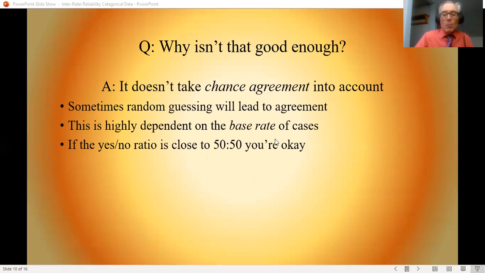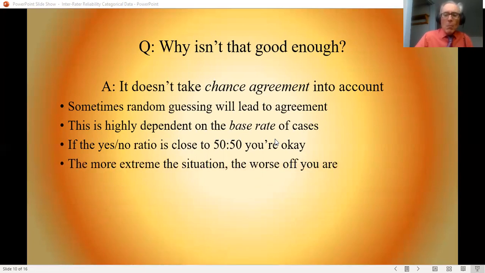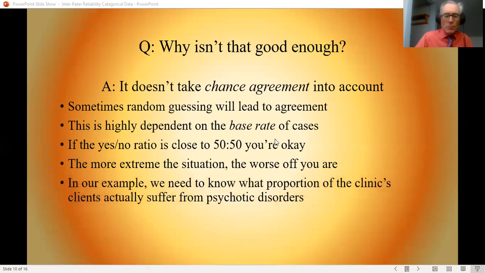But we don't use percentage agreement because it's rarely going to be 50-50, and you never know that it is just because somebody says we agreed 80% of the time. Think about it. If it's 50-50, we're going to agree randomly about 50% of the time. But the further you deviate from that, the more likely it is that you're going to agree by chance, basically, if your guesswork follows the base rate information. So again, we need to know what proportion of the clinic's clients actually suffer from psychotic disorders in order to be able to evaluate that percentage.